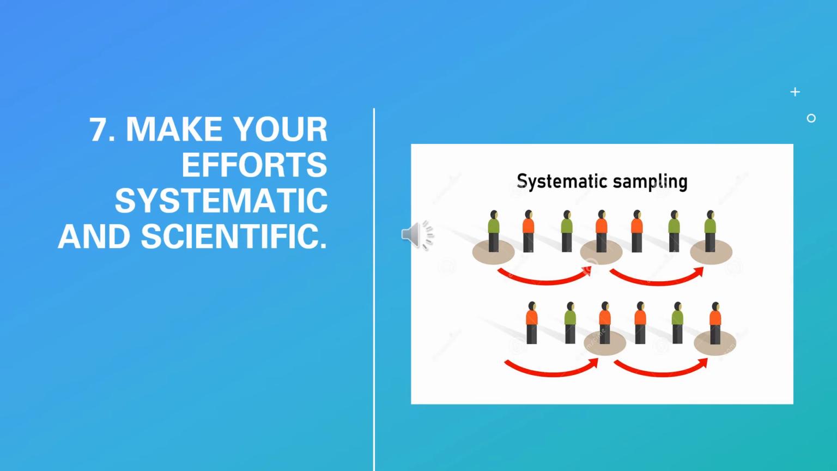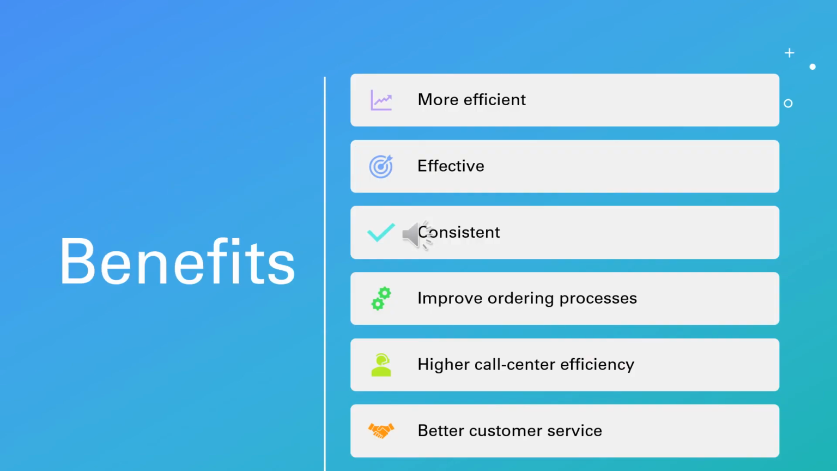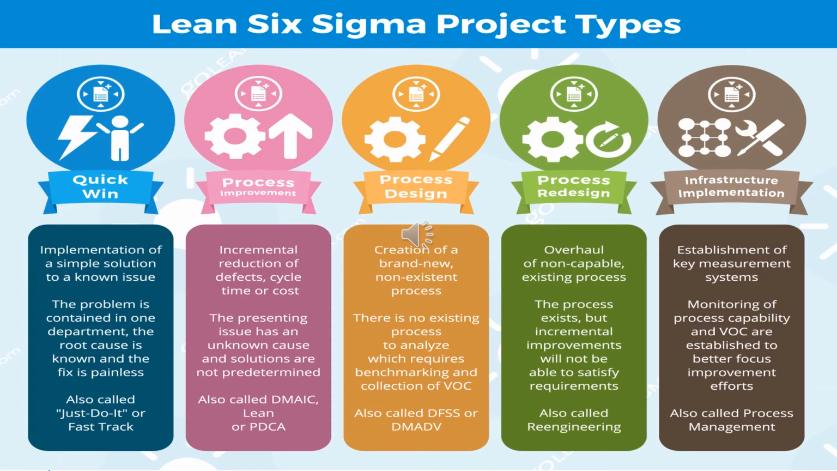Six Sigma formulates a system through which you can improve your processes. Some of the benefits are that we're more efficient as a company, effective, consistent. We improve ordering processes. We have a higher call center efficiency and better customer service. There are 5 project types: quick win, process improvement, process design, process redesign, and infrastructure implementation.